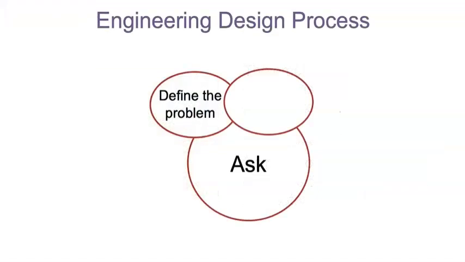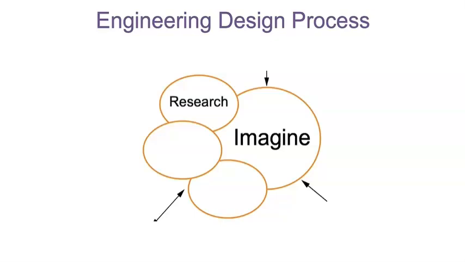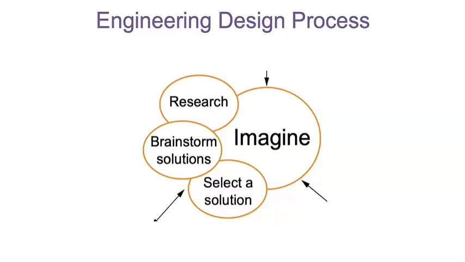After engineers define the problem, they identify criteria or what is needed to solve the problem. They also identify constraints, which are the limitations they need to consider when solving the problem. They use those criteria and constraints to figure out what is possible. Do you remember what stage is next? If you said the imagine stage, you're right. In the imagine stage, engineers conduct research to learn more about the problem, brainstorm possible solutions, and select a solution to explore.